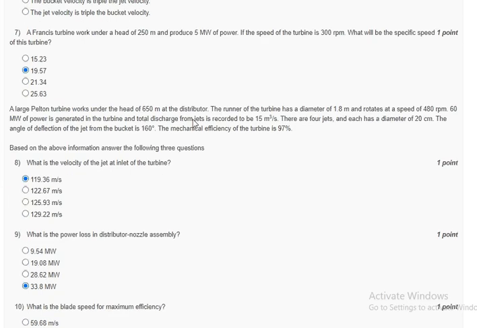Next question, a Francis turbine works under a head of 250 meter and produces 5 megawatt of power. If the speed of the turbine is 300 rpm, what will be the specific speed of the turbine? So if you put the formula of specific speed of the turbine, you will get 19.57. So second option is the correct for this.